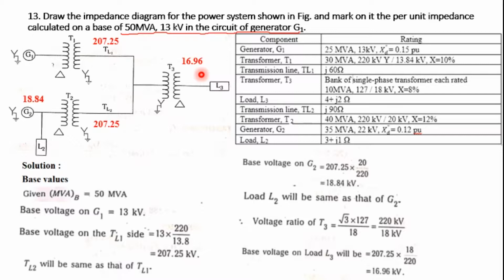So these are the new values. Old values are given in the ratings, and these are the values we calculated by considering the base values. Then after that we have to calculate the generator reactance G1. It is 0.15, new MVA is 50, old is 25, and 13 by 13 squared, you will get 0.3 per unit.